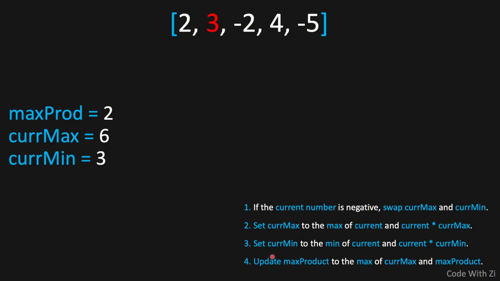And then we're going to get to the fourth rule. We're going to say maxProduct is equal to the maximum between currentMax and maxProduct. Well, let's see, max between 6 and 2. That's going to be 6. Now maxProduct is 6. And now we're going to move on to the next round.